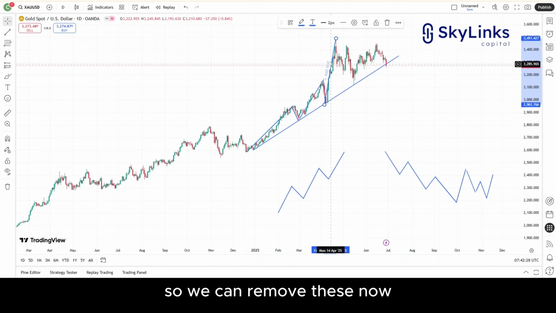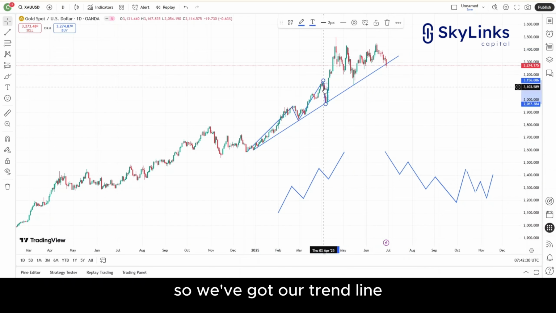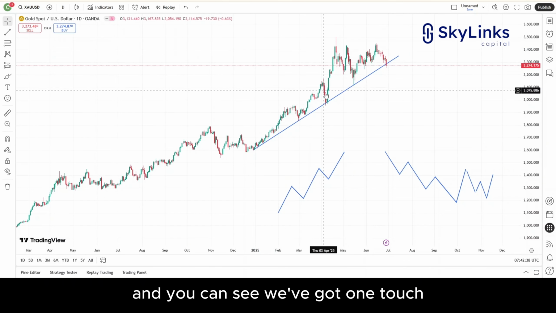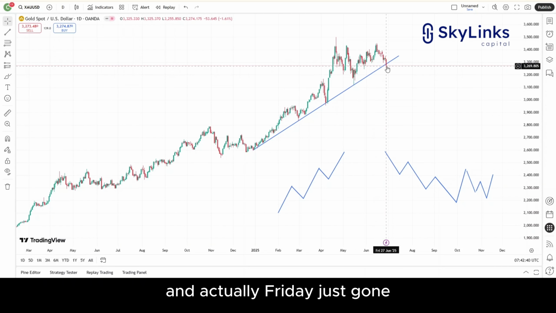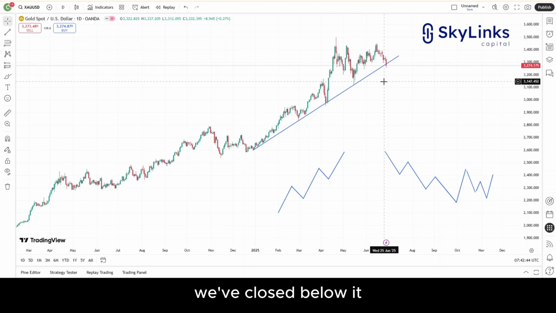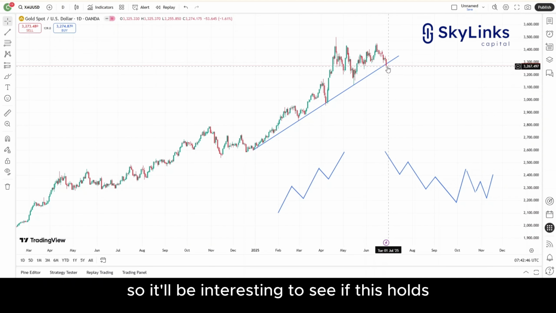So we can remove these now. So we've got our trend line, and you can see we've got 1 touch, 2 touch, 3 touch, and actually Friday just gone, we've closed below it. So it'll be interesting to see if this holds.